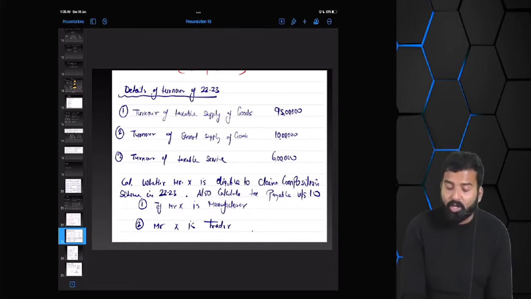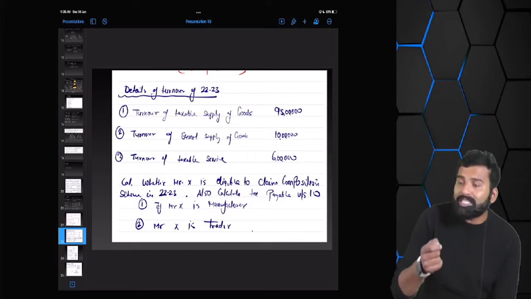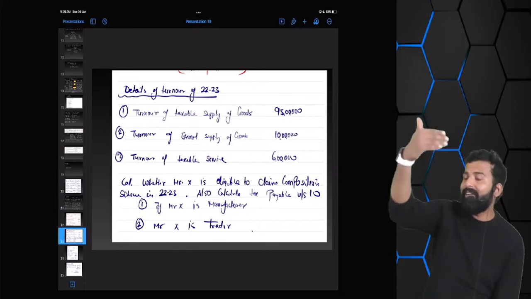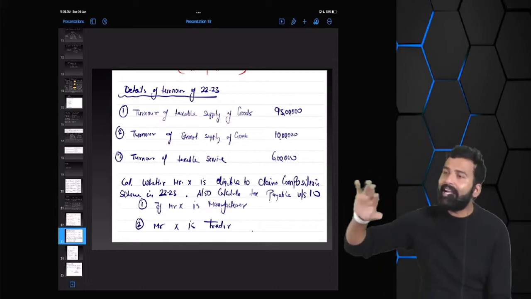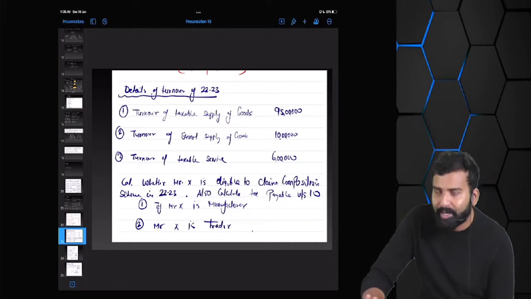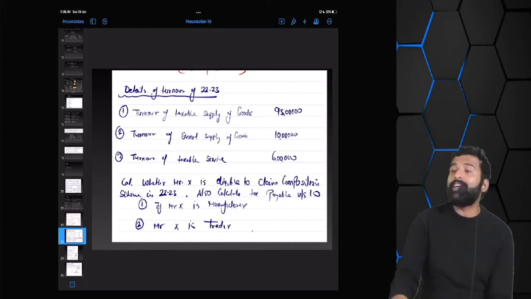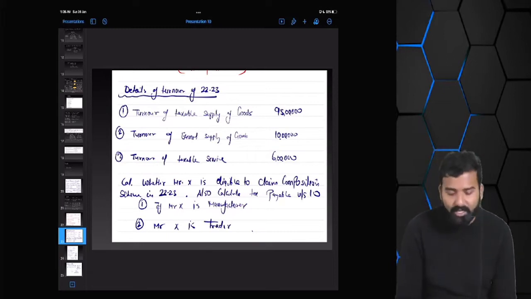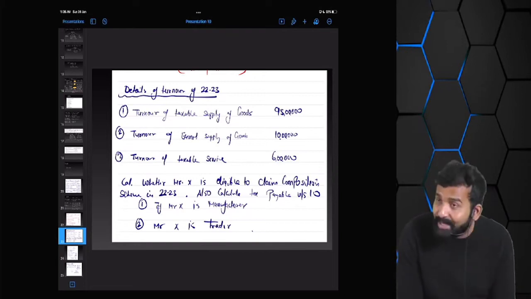Now we have to also calculate the tax payable under section 10. Now we have to calculate how much tax he is going to pay on the turnover of 22-23. Okay, from 21-22, we have arrived that he is eligible for composition scheme for 22-23. Now the details of 22-23 is given. So now we have three turnovers. Turnover of taxable supply of goods, 95 lakh. Turnover of exempt supply, 10 lakh, and turnover of taxable service, 6 lakh.